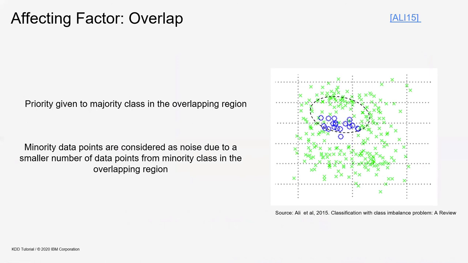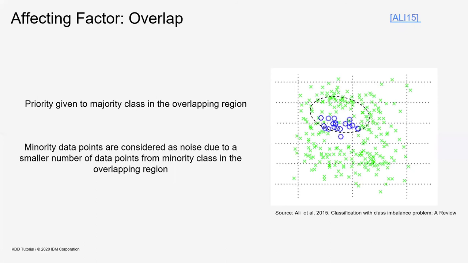The first one is the presence of overlap in the data among the majority and the minority class. In this case, it is possible that the minority data points can be just considered as noise because it's a small number of points from the minority class in the overlapping region. So beyond counting the number of points, how the data is distributed between the majority and minority classes plays a role, and class overlap between the majority and minority classes is definitely a factor that affects imbalance.